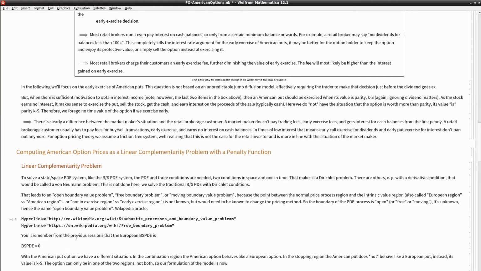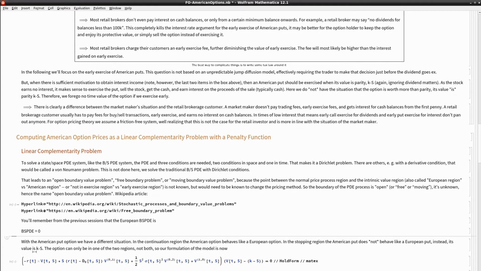So you remember from the previous session that the European Black-Scholes PDE is BS-PDE equals 0. We are setting it to 0. We have to do it. We have to set it to 0 because we have to assume that there are no arbitrage possibilities in our hedge portfolio. We cannot make money or lose money. So we are saying the Black-Scholes PDE is equal to 0. That is important to realize.